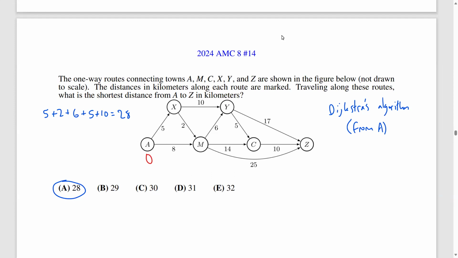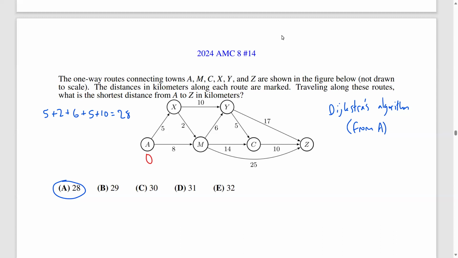starting by labeling the number 0 at A. So what we're going to do is visit each vertex by order of distance from A. And then for each vertex, we'll look at the edges going outward from that vertex, starting with X, because X is the closest town or vertex to A. And by doing so, we can find the distance from A to every other town or vertex in this network.